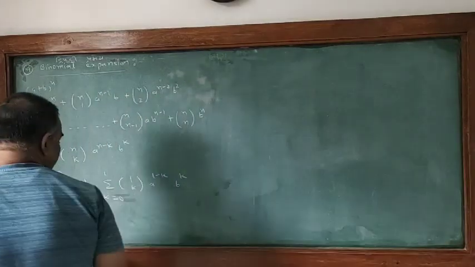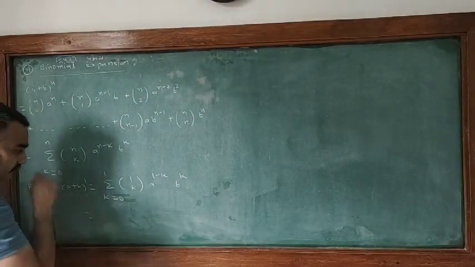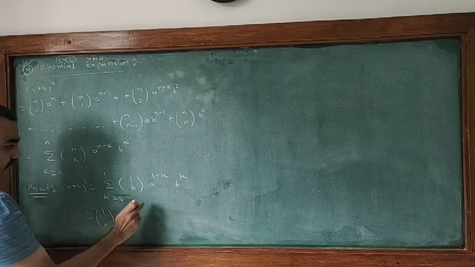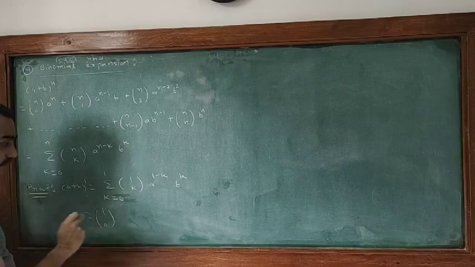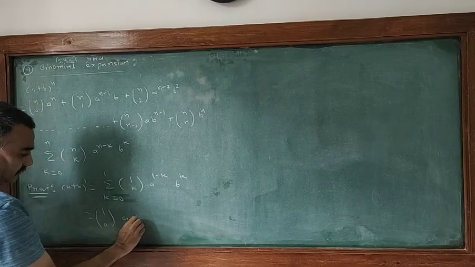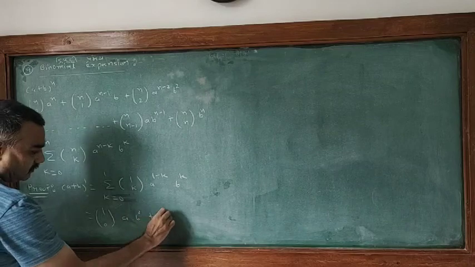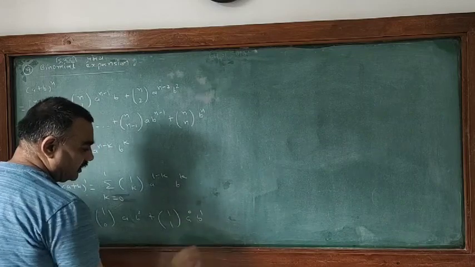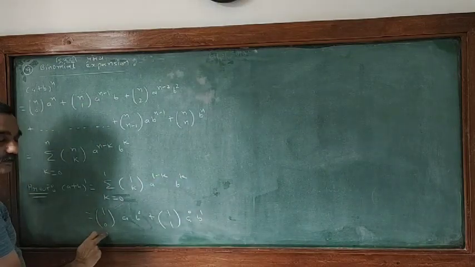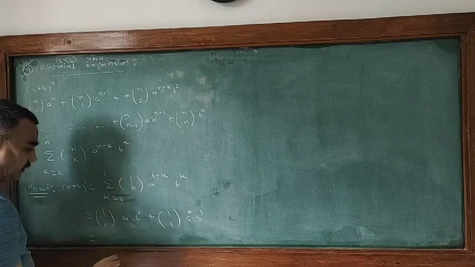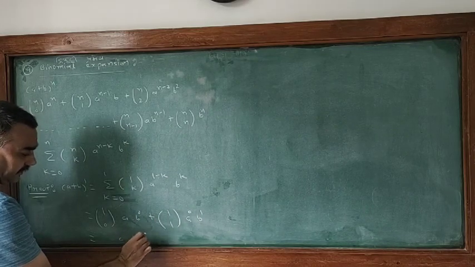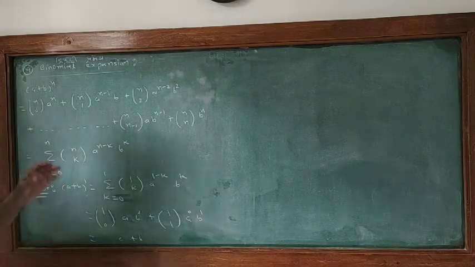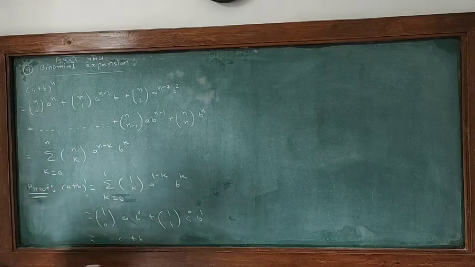Therefore, first we put the value k equal to 0: 1C0 a raised to 1 minus 0, b raised to 0, then 1C1 a raised to 0, b raised to 1. So 1C0 is 1, 1C1 is 1, and therefore the first term is only a, and the second term is only b, and therefore a plus b raised to 1 is a plus b, and this result is true for n equal to 1.